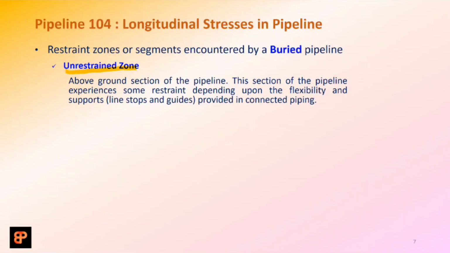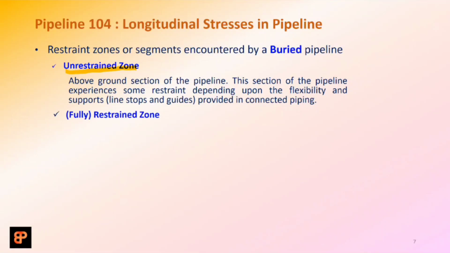So this is normally the interface with piping, and in the CAESAR model, when we do the combined model with the pipeline along with the piping up to certain line stops or anchor supports, we can analyze the stresses acting in the unrestrained zone in a better way.